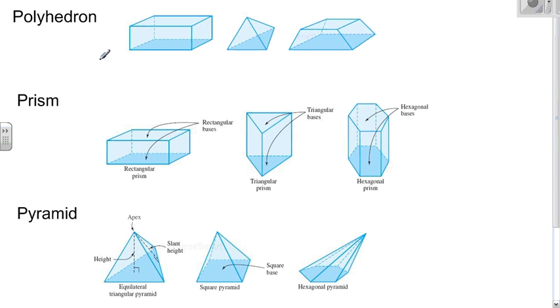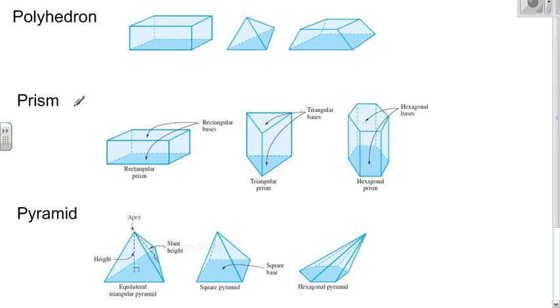The general name for a three-dimensional solid is a polyhedron, and all that requires is that every face of the three-dimensional figure is a polygon. So these three drawings here are examples of polyhedra. This one has rectangular faces, this one has triangular faces, this one has some trapezoids and rectangles.